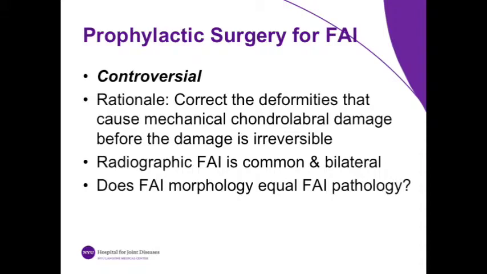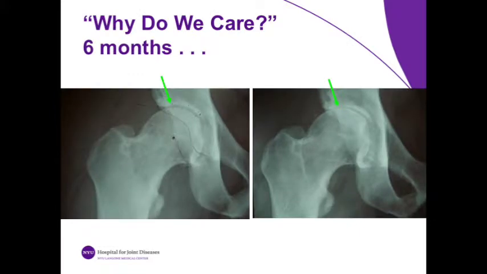Prophylactic surgery for FAI is controversial. The rationale is to correct the deformities before they lead to irreversible damage and arthritis. FAI to the left can eventually become arthritis, which you see on the right.